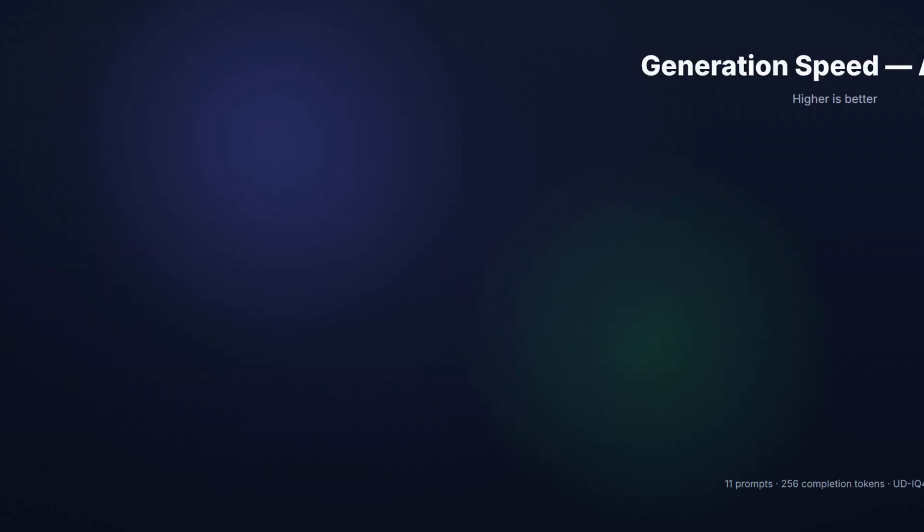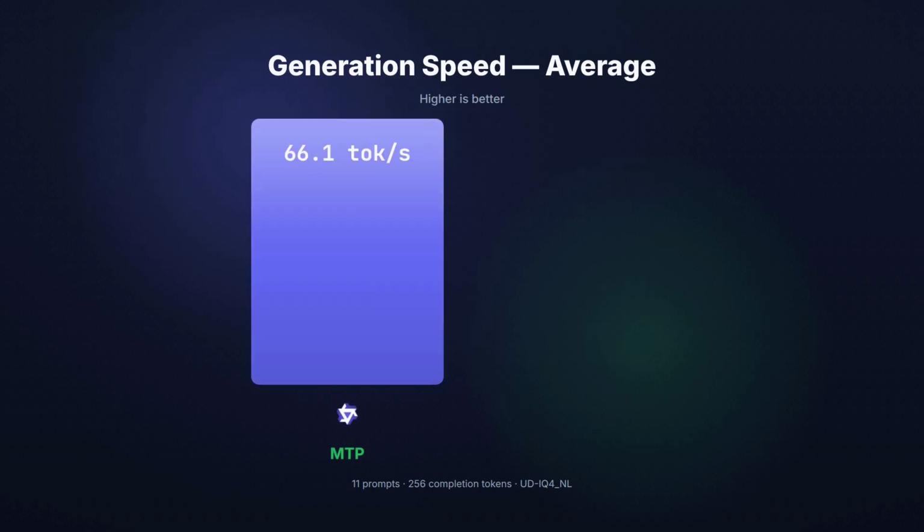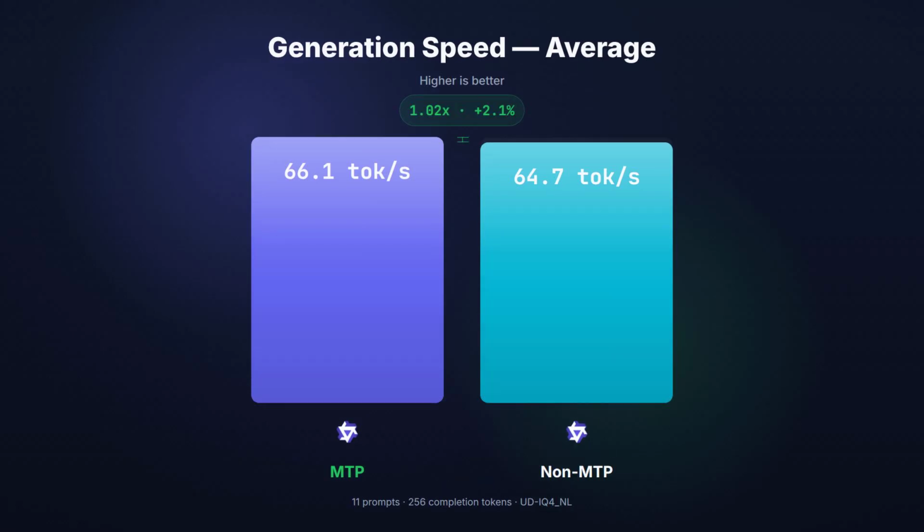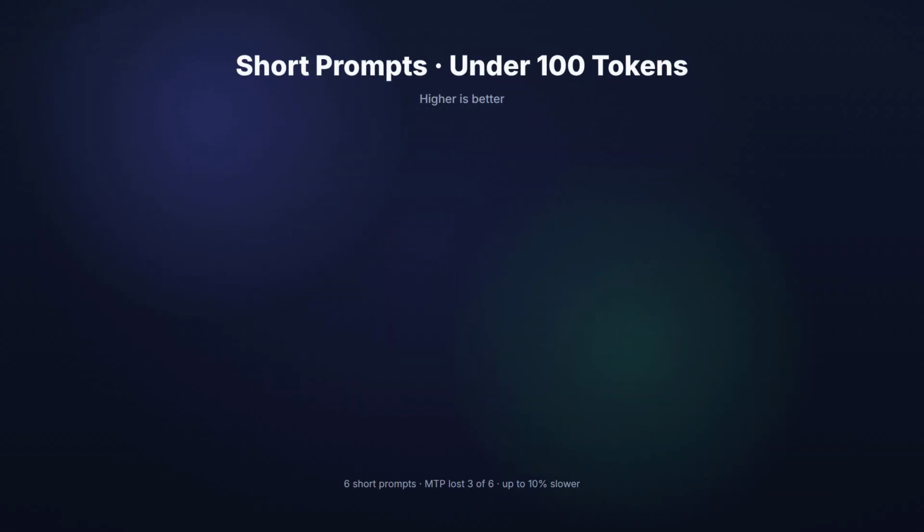Choosing MTP or non-MTP is a performance decision, not a quality one. Now let's talk speed. The headline: MTP averages 66.1 tokens per second versus 64.7 for non-MTP, a 2.1% lead. Real, but modest. Break it down by prompt length and the story flips.